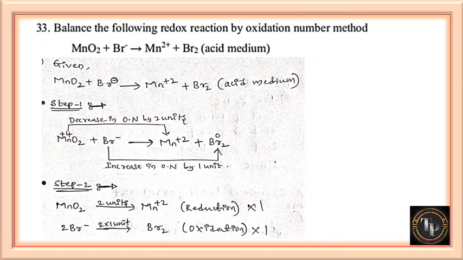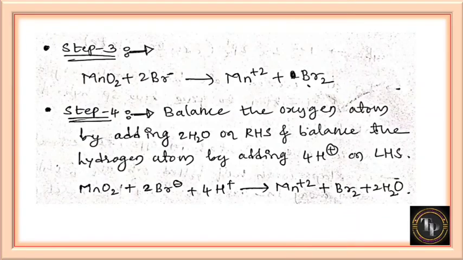Step 2. MnO2 to Mn2 plus as it is, because only one Mn is on the left side and one Mn is on the right side. But Br minus to Br2: on the left-hand side 1 Br is there, on the right-hand side 2 Br are there. Therefore, on the left-hand side we have multiplied with 2. 2 Br minus gives rise to Br2. Step 2, I hope you understood. There is no need to multiply any number for Mn. Only Br minus you have to multiply by 2, because Br2 is on the right-hand side and 2 Br are required on the left-hand side. Step 3. MnO2 plus 2 Br minus gives Mn2 plus plus Br2. Whatever you have written, the combined form I have written.